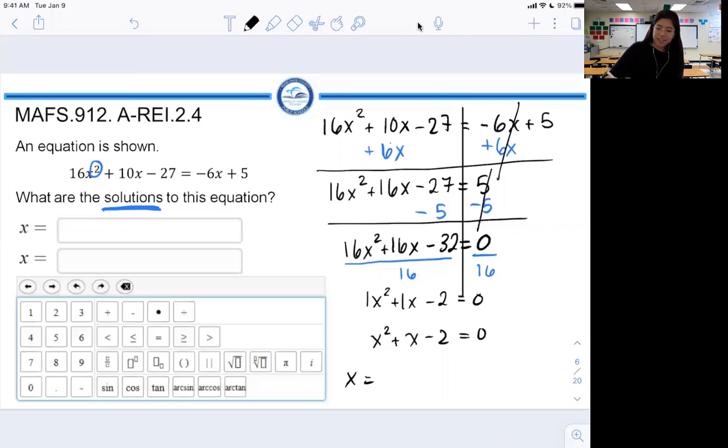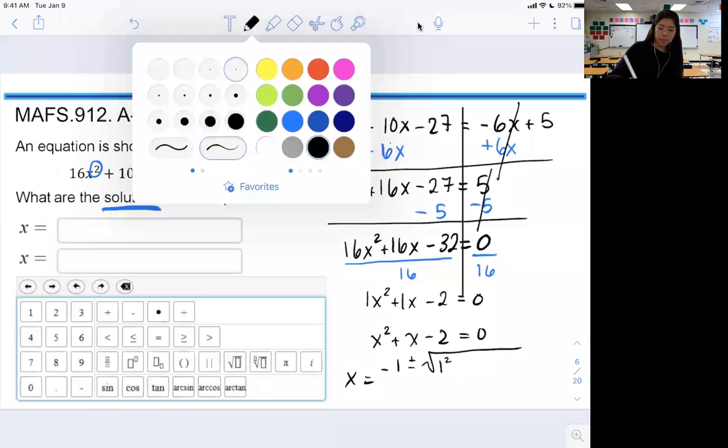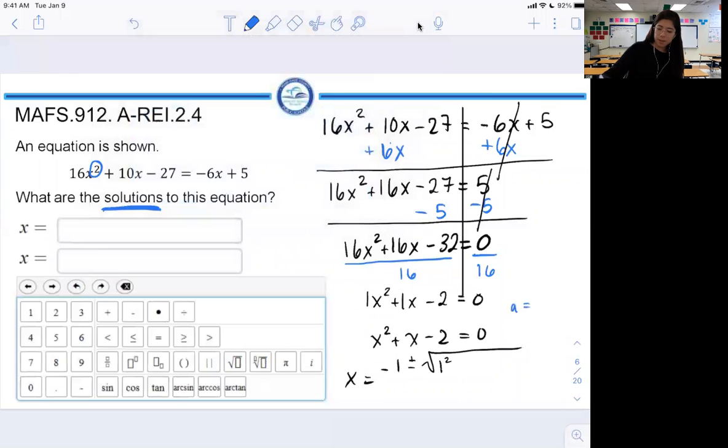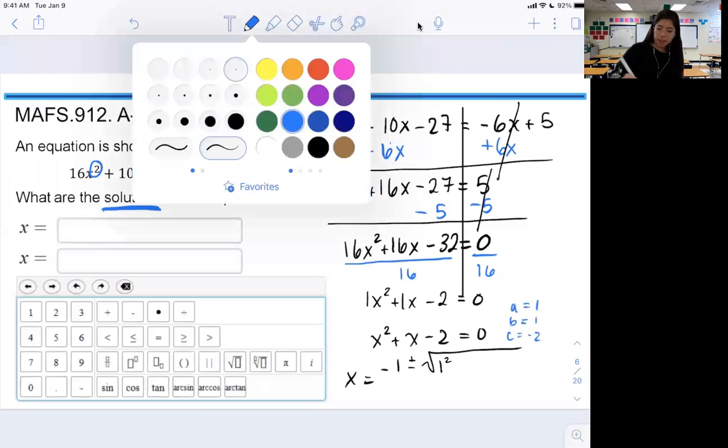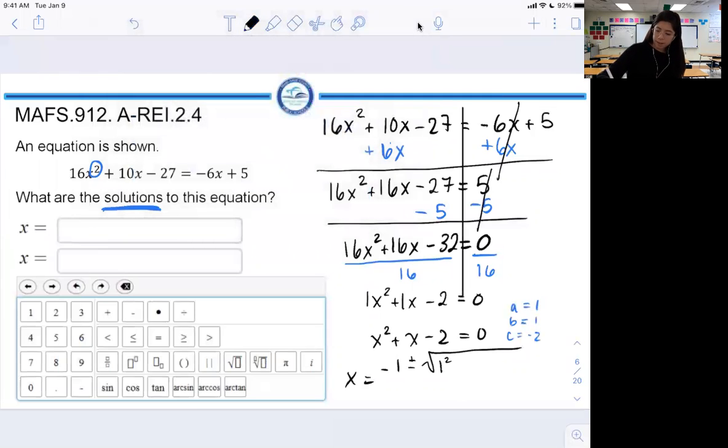Hold on. X equals negative 1 plus or minus the square root of B squared. B is 1. So let me write these down. Hold on. A is 1, B is 1, C is negative 2. So continuing on. Plus or minus the square root of 1 squared minus 4ac. So 4 times 1 times negative 2, all over 2 times 1. Okay. So now we plugged everything in.